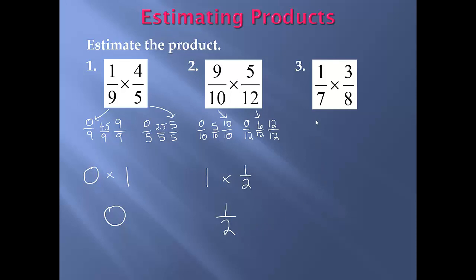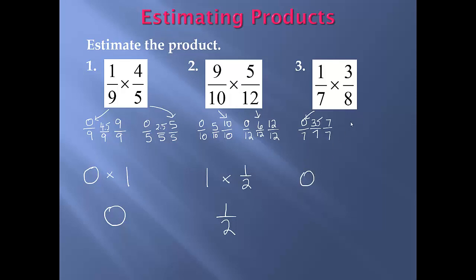And now for number 3, I have 1/7 times 3/8. 0 would be the same thing as 0 sevenths. 1 would be 7 sevenths. And for 1/2, we need to find half of 7, and that would be 3 and 1/2, or 3.5. So 3.5 over 7 would be 1/2. And now we see what 1/7 would be closest to, and 1 is closer to 0 than to 3.5, so 1/7 would be closest to 0 sevenths, which is 0.